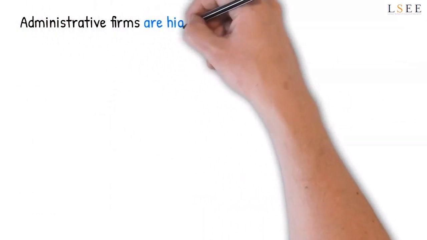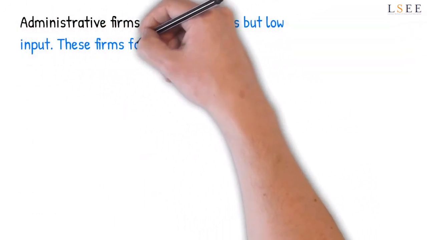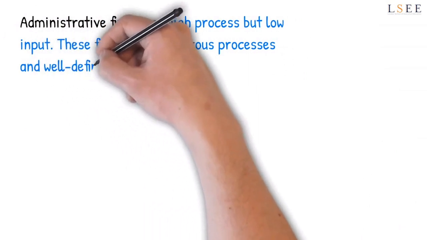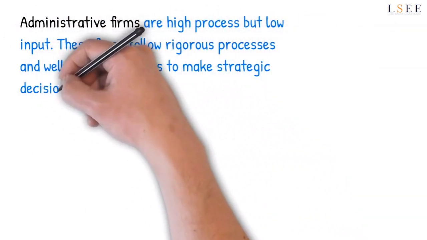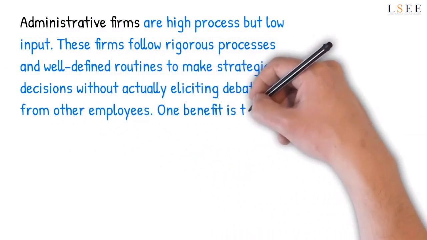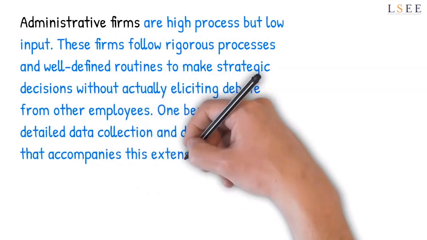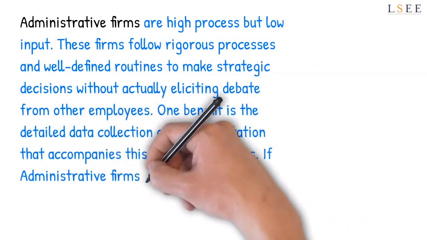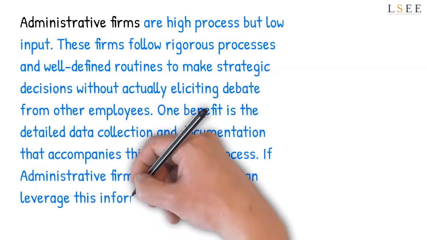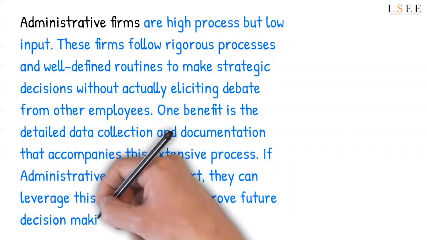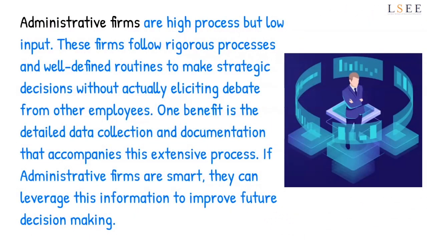3. Administrative firms are high process but low input. These firms follow rigorous processes and well-defined routines to make strategic decisions without actually eliciting debate from other employees. One benefit is the detailed data collection and documentation that accompanies this extensive process. If administrative firms are smart, they can leverage this information to improve future decision making.